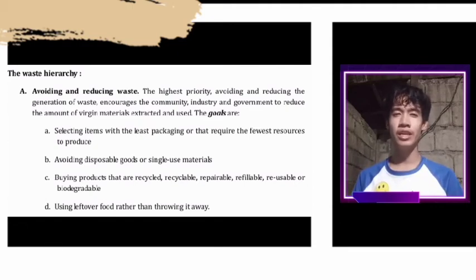It encourages the community, industry, and government to reduce the amount of virgin materials extracted and used. The goals are: first, selecting items with the least packaging or that require the fewest resources to produce. Next is avoiding disposable goods or single-use materials. Third is buying products that are recycled, recyclable, repairable, refillable, reusable, or biodegradable. And the last one is using leftover food rather than throwing it away.